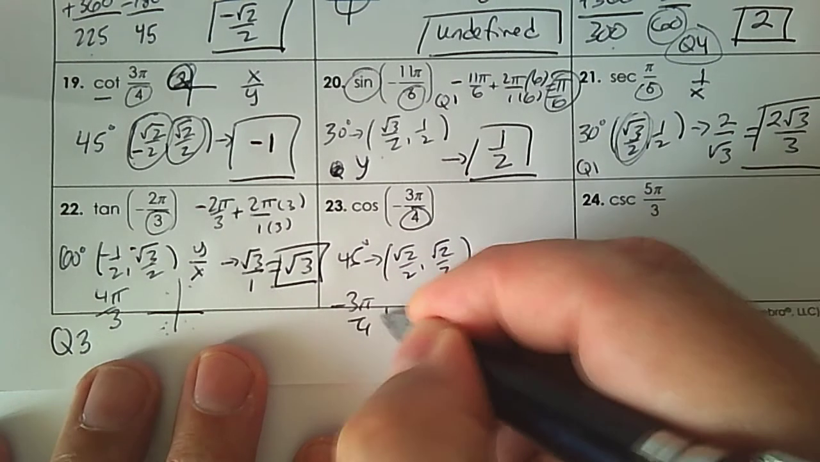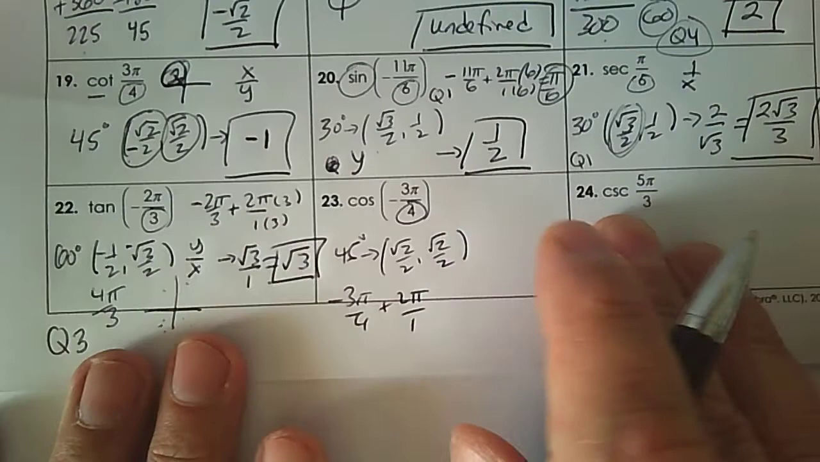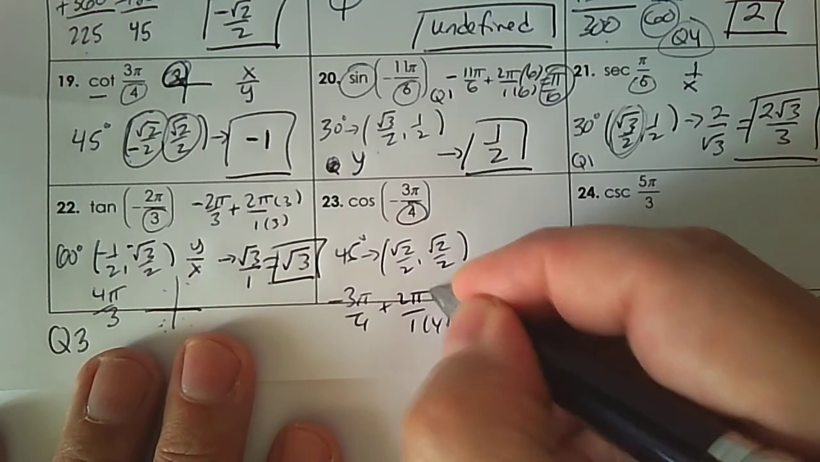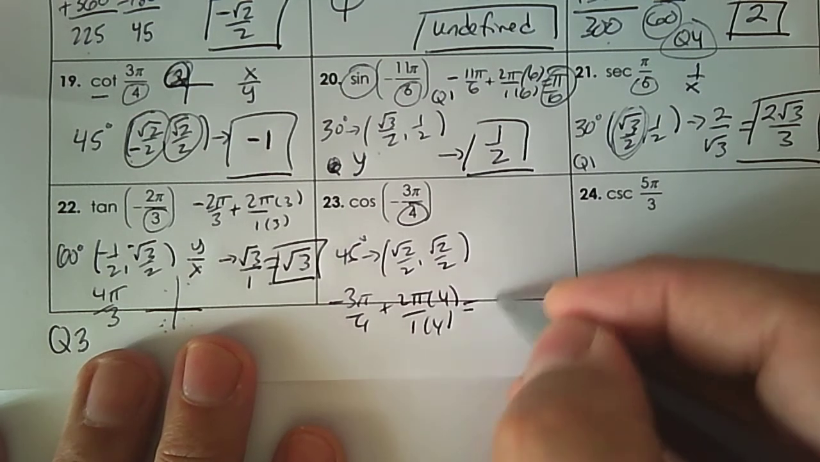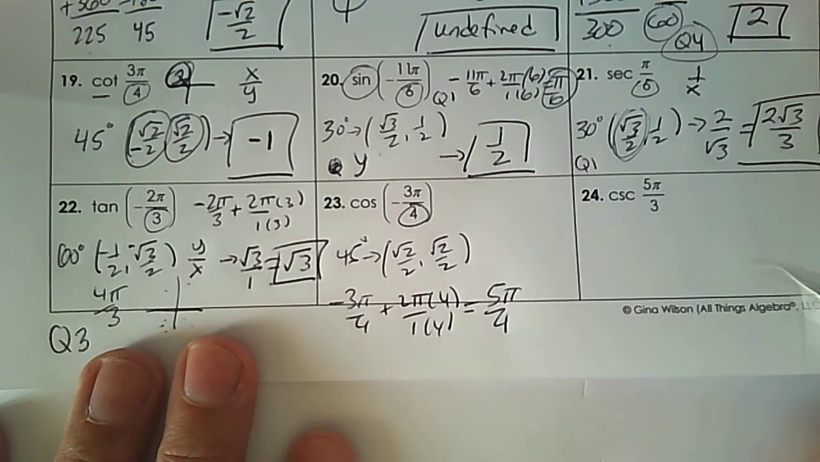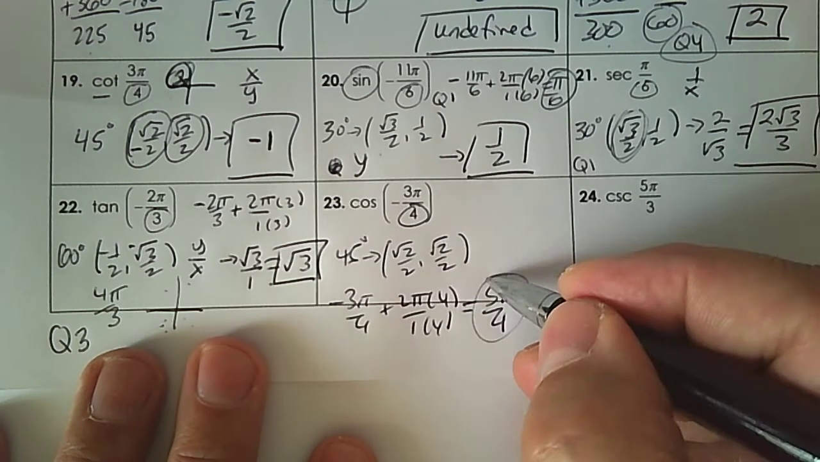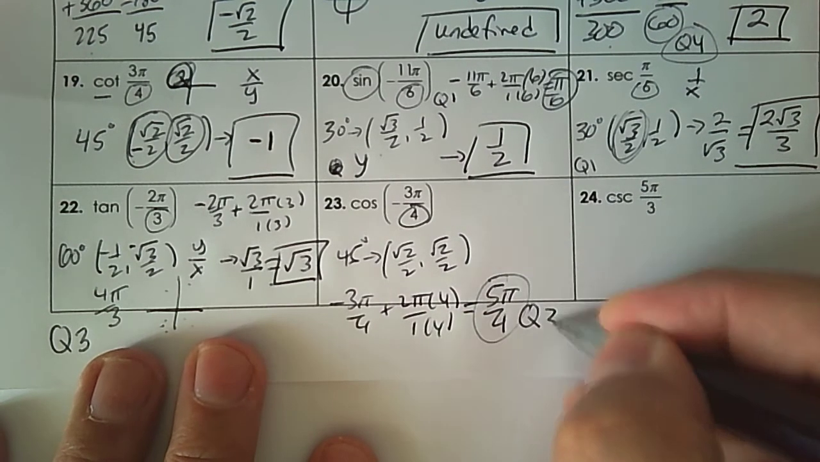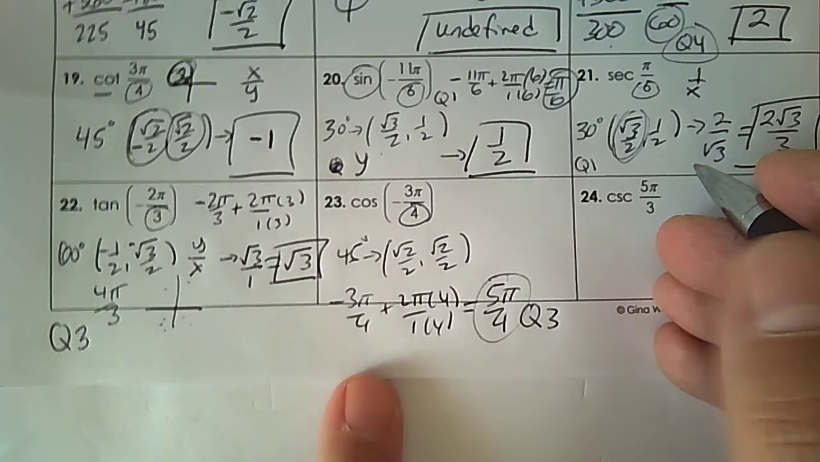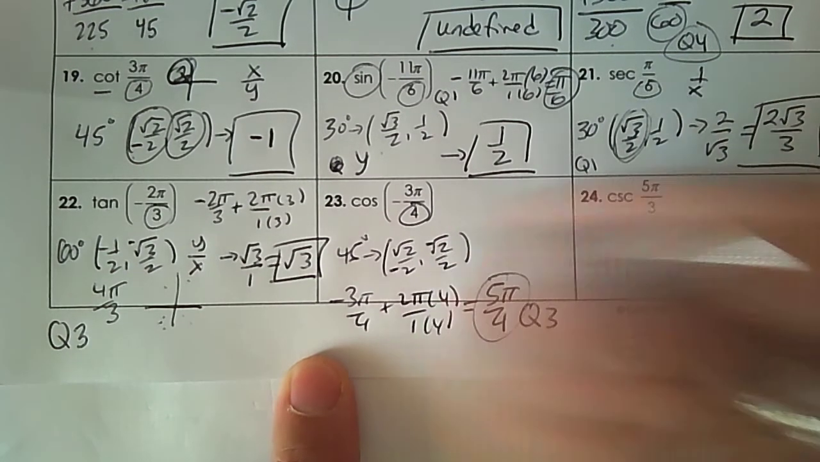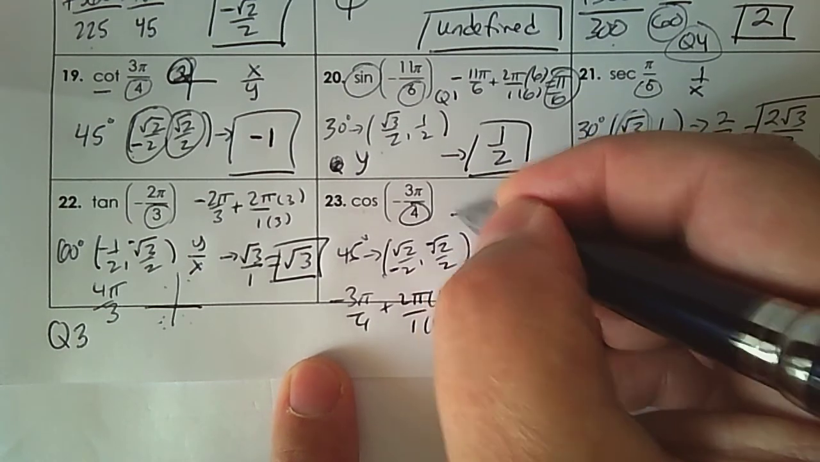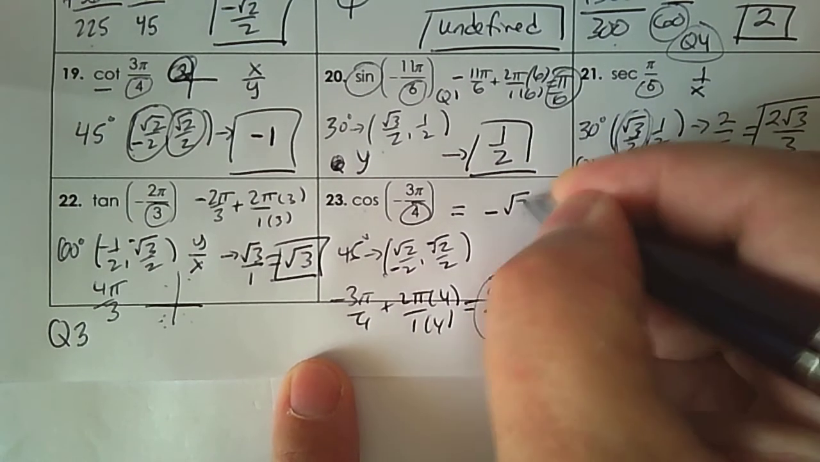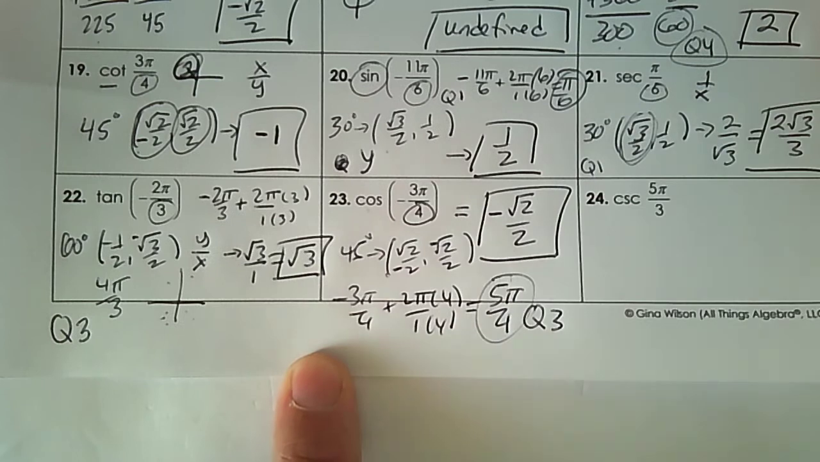So I'm going to find the reference angle by adding 2 pi. I'm going to multiply top and bottom by 4. So 8 take away 3 gives me 5 over 4. So on my unit circle, 5 pi over 4 is in quadrant number 3. That means the x and the y are both negative. Now, cosine just goes with the x coordinate. So the x coordinate there is negative root 2 over 2, and you have your answer.